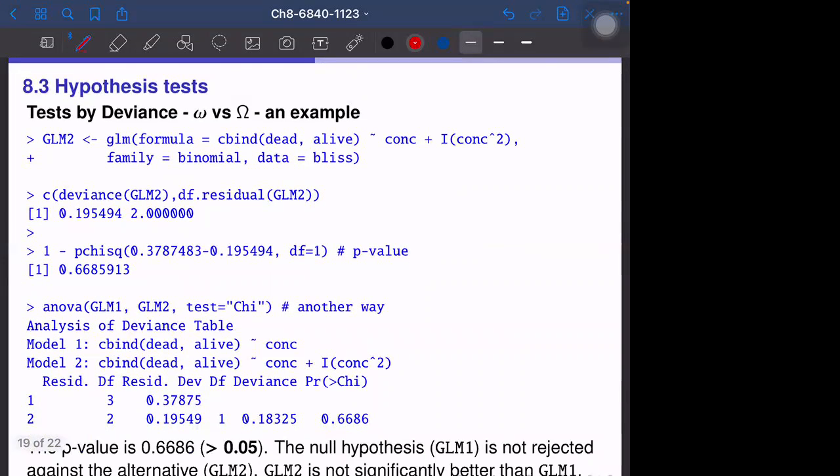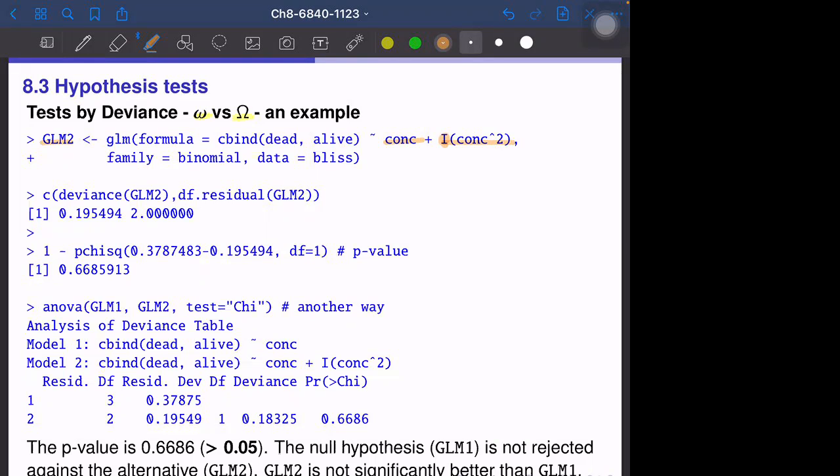So next one, the tests by deviance for smaller model, omega, and larger model, capital omega. So we have one model, GLM1. So we prepare another model that has 2 predictors. One is the concentration, and the other is the square of concentration. We have to put I to make it work. I don't have any logical reason, but we have to put I if we put the square of concentration as a predictor, or any variable in the GLM function or LM function.